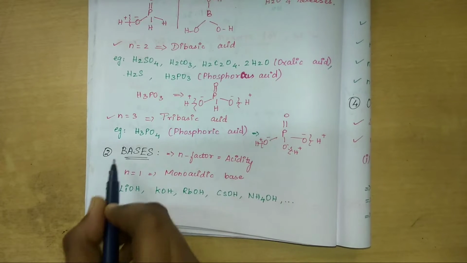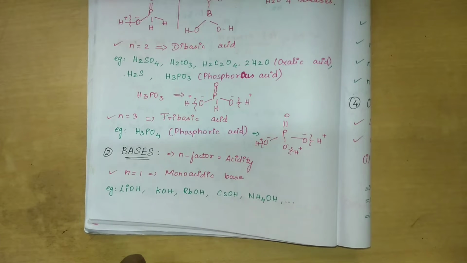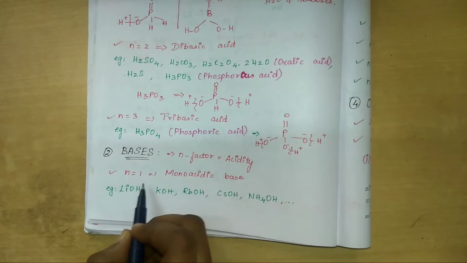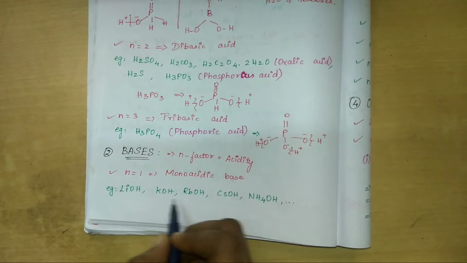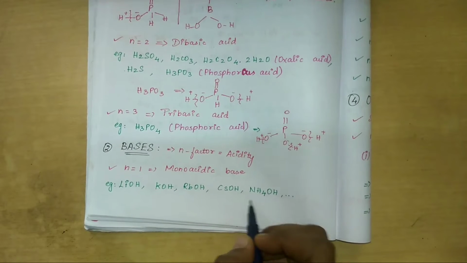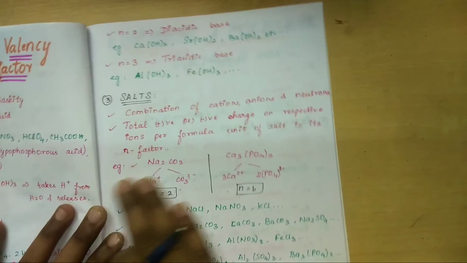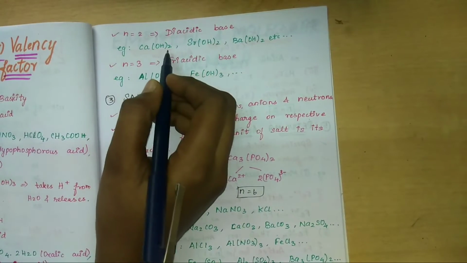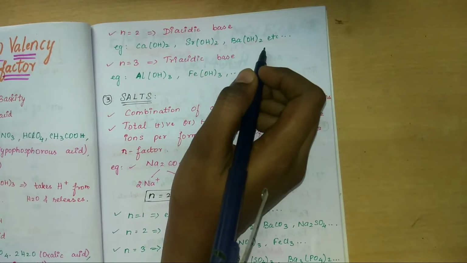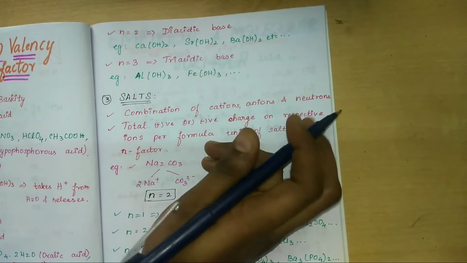Then bases. The N factor for bases means its acidity. What is meant by acidity? The number of hydroxyl ions released per molecule. If it releases only one hydroxyl ion, it is called a monoacidic base. For example, lithium hydroxide, potassium hydroxide, rubidium hydroxide, cesium hydroxide, ammonium hydroxide, etc. Then diacidic bases, for example, calcium hydroxide, strontium hydroxide, barium hydroxide, etc. Triacidic bases are aluminum hydroxide, iron hydroxide, etc.